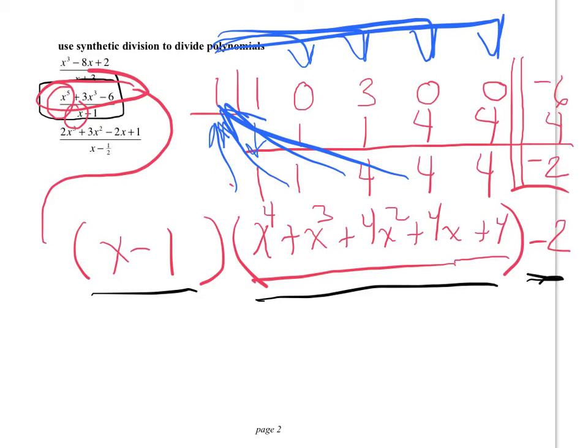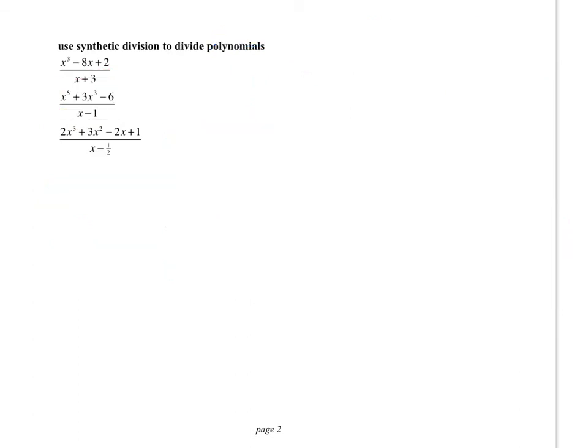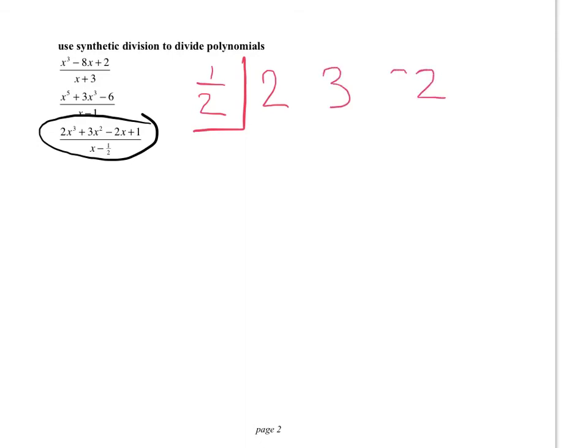I will help you get started on the next one, or maybe we'll even do the whole thing. We'll just see. First, let's just clear this off. Okay, the last one doesn't have any missing terms, but this time the divisor is going to be a fraction. So, on the shelf we're going to put 1/2. And the coefficients are 2 for the x cubed term, 3 for the x squared term, -2 for the x term, and 1 for the constant. So I'm getting set up here.